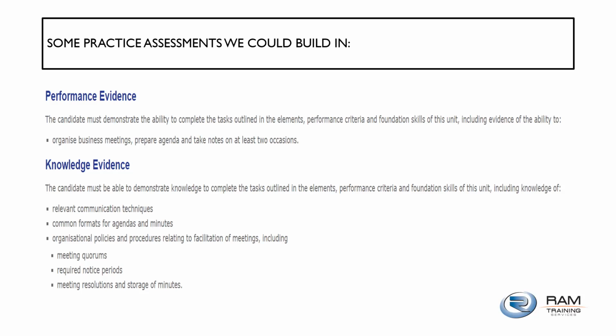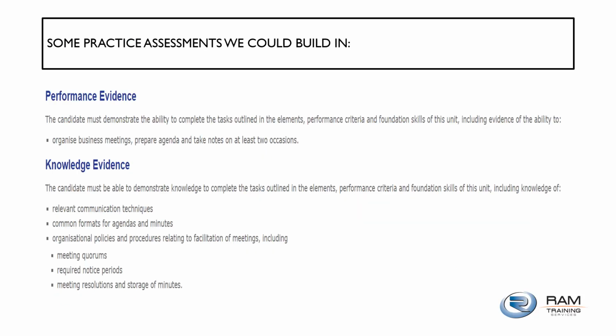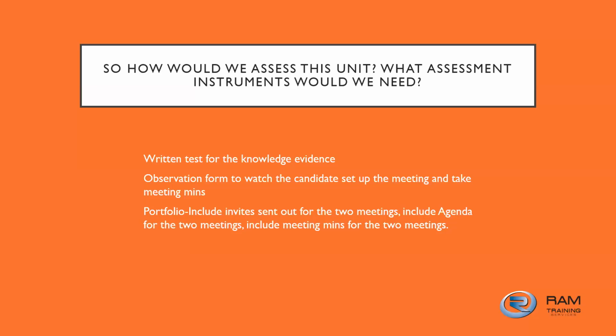All right. So let's have a think. We've read through this item, the performance evidence and knowledge evidence. We've read through this information here. So we would now need to think, well, how are we going to assess this unit? And what would we do? Well, probably we'd use a written test for the knowledge evidence. Absolutely, makes logical sense there. And then we'd probably have an observation form to watch the candidate set up the meeting and take meeting minutes.